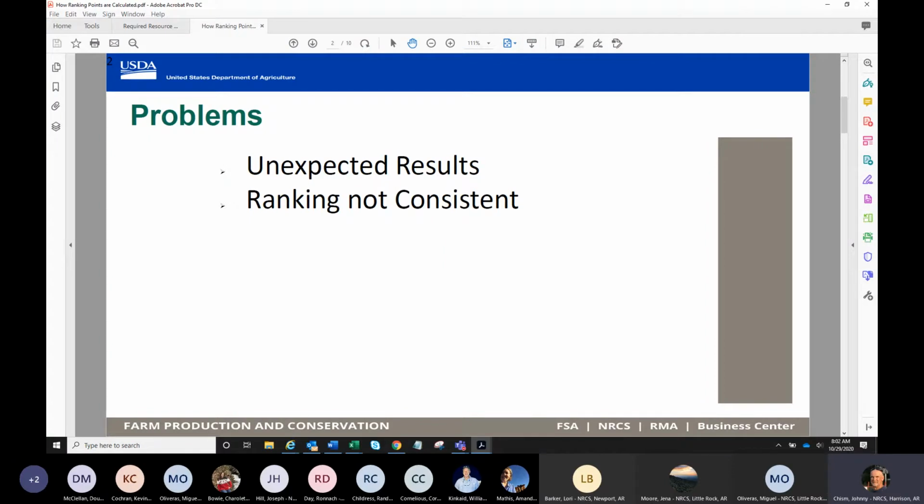And also we had some problems with rankings not being consistent, either not consistent in the individual county, or especially across county lines, because of some of the way things were done. I hope that I can show how some of that happened. So we'll look at individual problems, and hopefully when you see how some of those points are calculated, you'll understand why it wasn't consistent and why we have some unexpected results.